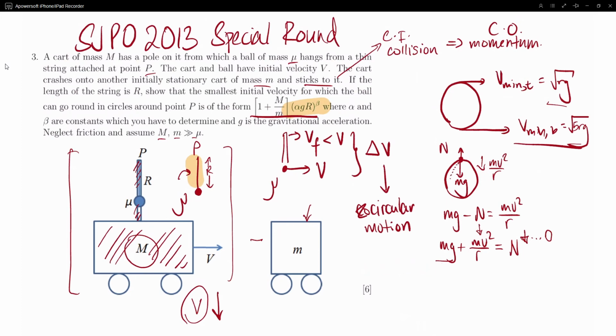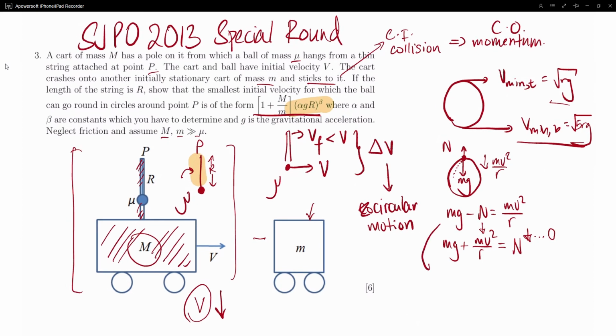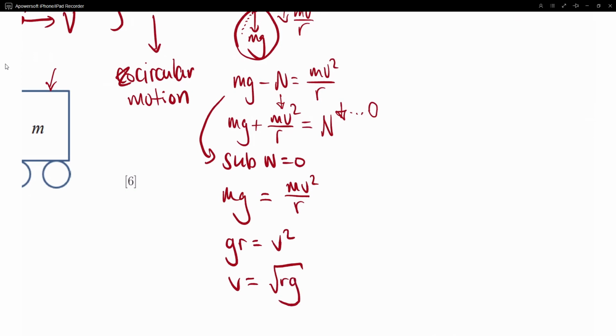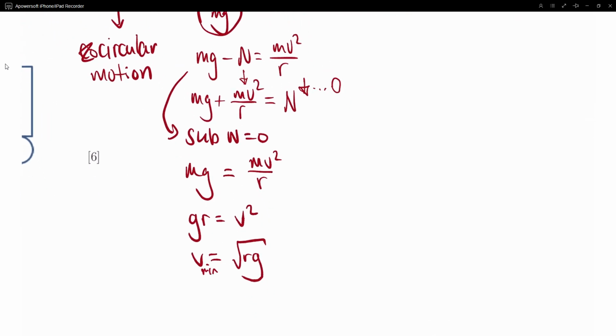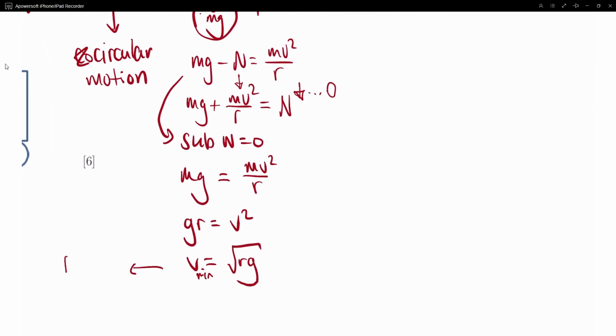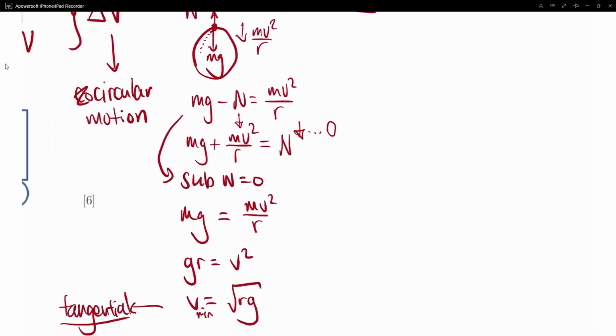So we can sub N equals 0, and we'll find that mg equals mv squared over r, gr is v squared, v is root rg. So this is going to be the minimum velocity at the top to continue circular motion. And of course, this is a tangential velocity. So how do we find the minimum v at the bottom?